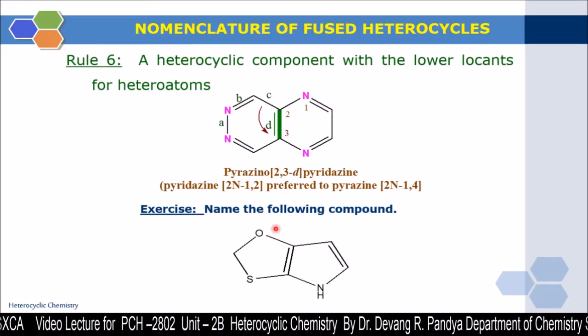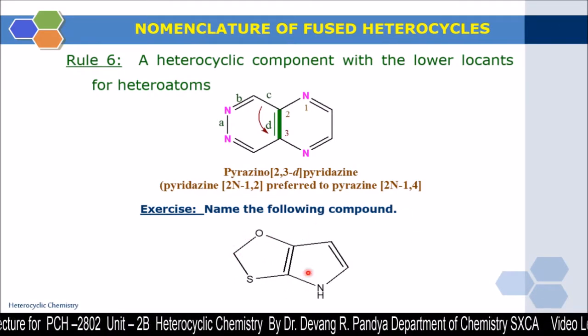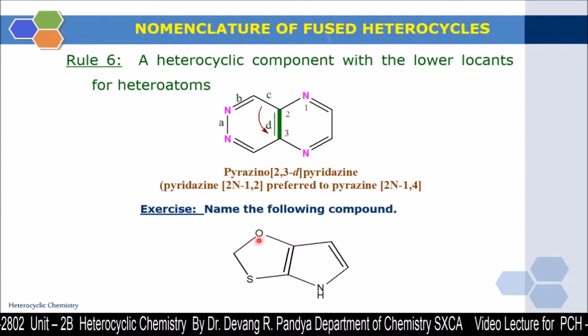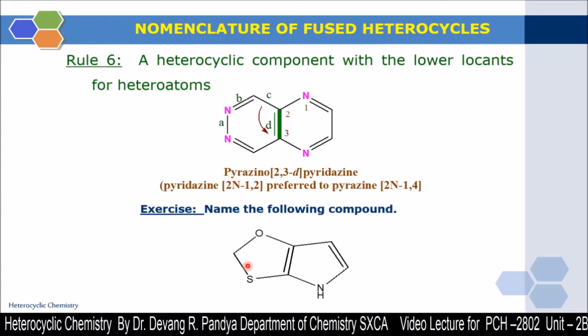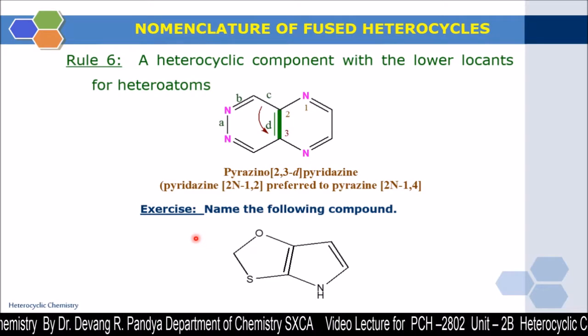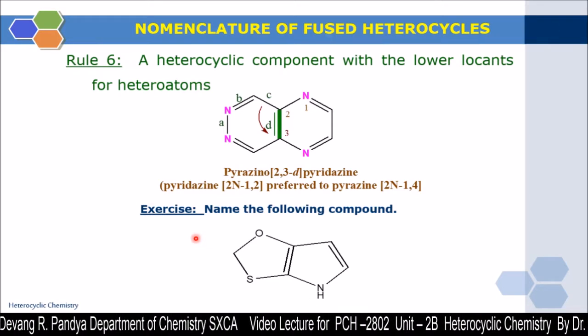Now this is for your exercise. You need to give the nomenclature to this compound. You can see priority should be given to this ring rather than this one. So that way you need to work out the nomenclature yourself. This is for your self-study.